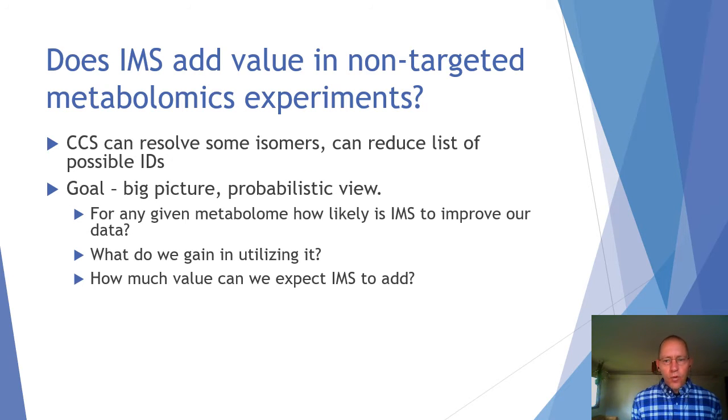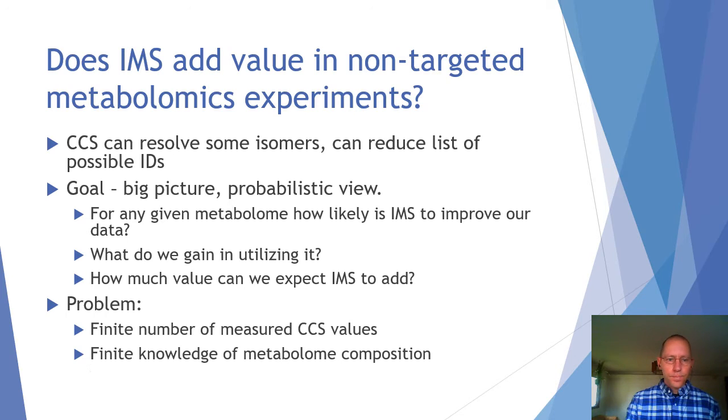But what I'm trying to attain here is a bigger picture, more probabilistic view of what IMS can add. That is, for any given metabolome, how likely is IMS to improve our data? What do we gain in utilizing it? And finally, how much value can we expect IMS to add? That is, we want to enumerate some of our chances of success here.